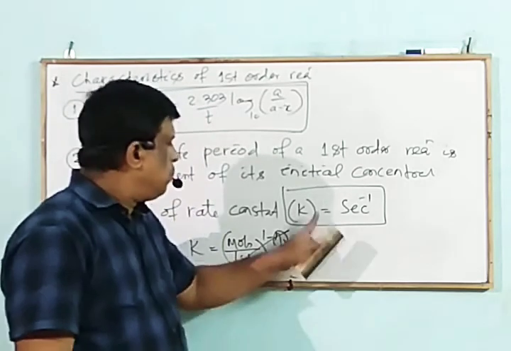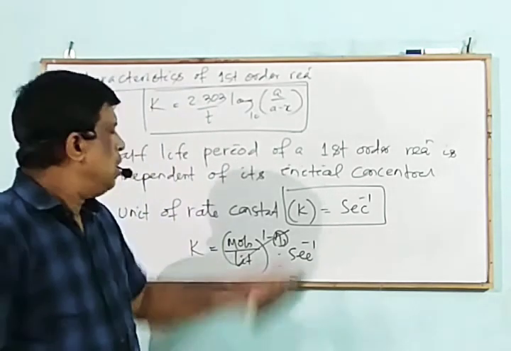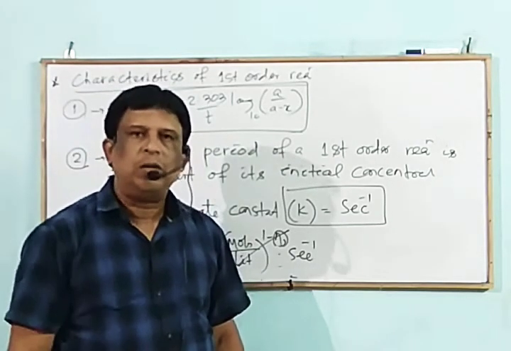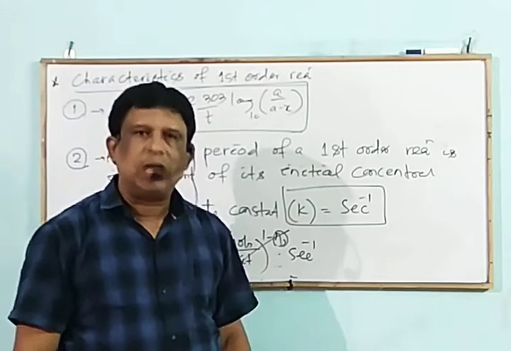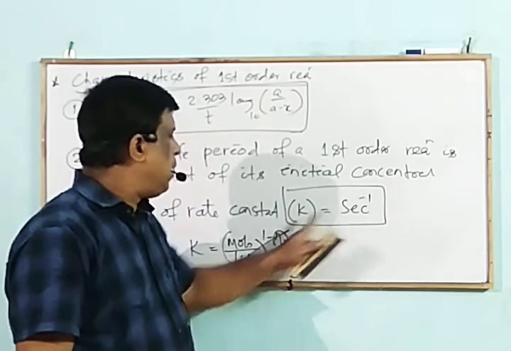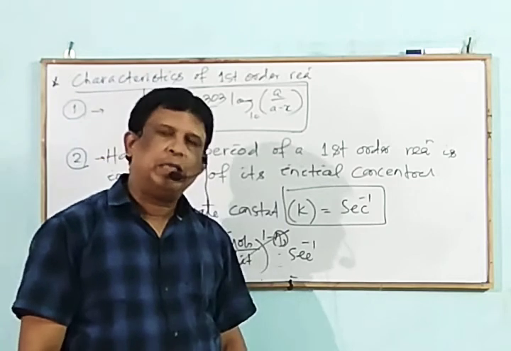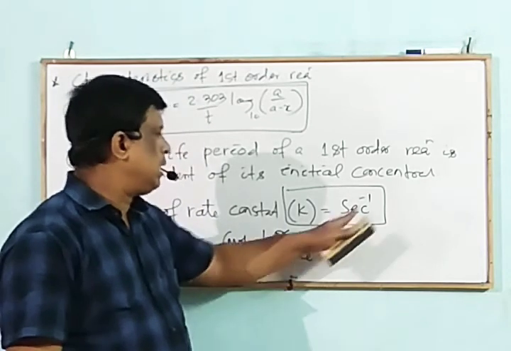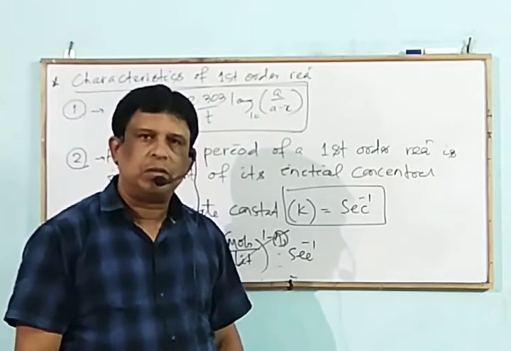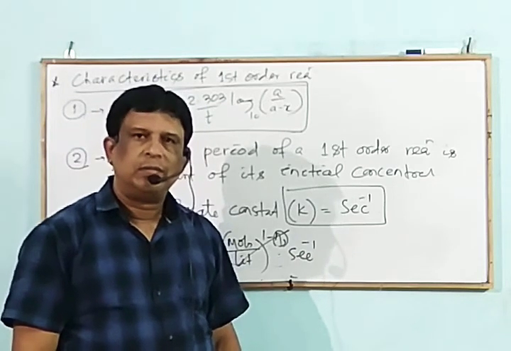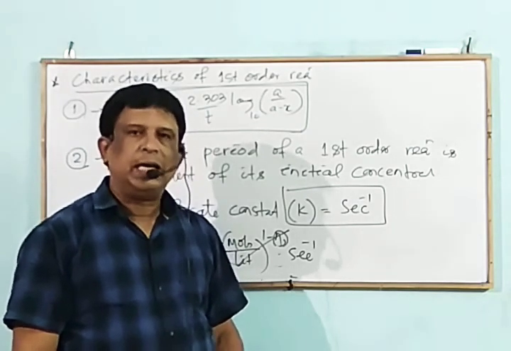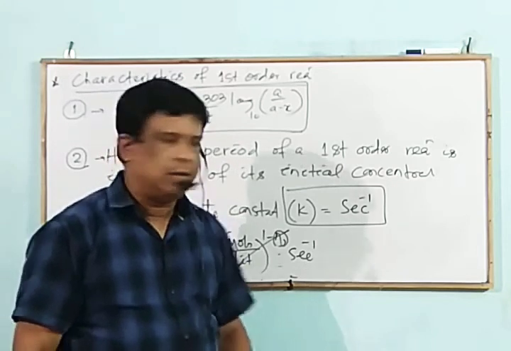The unit of rate constant for first order kinetics is the second inverse. That means from this relation it is clear that the rate constant for a first order reaction is not related to the initial concentration; it depends only on time. So if time is expressed in seconds, the unit is second inverse, in minutes it is minute inverse, in hours it is hour inverse. Next we discuss some relations relating to first order kinetics.